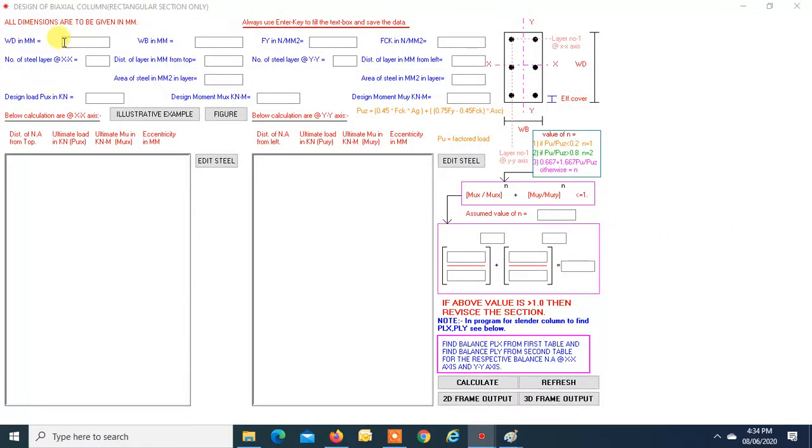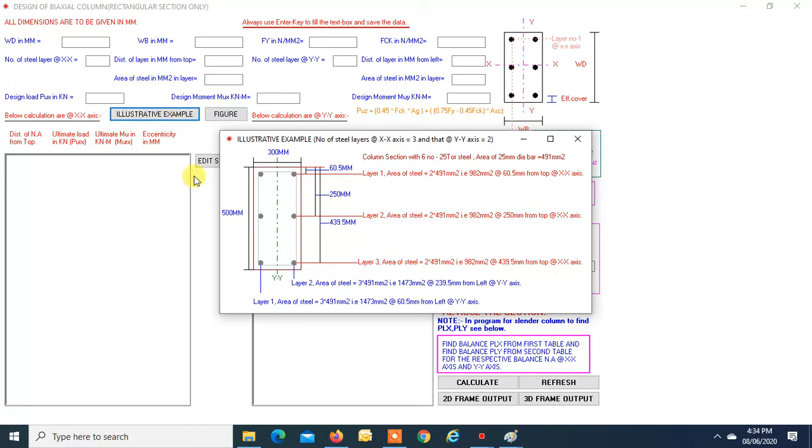So this is the section we are taking. This is the major axis. So about the major axis, there are three layers of steel, 1, 2, and 3. The first layer is at 60.5, area is 982. The second layer is at 250, area of steel is 982. The third layer is at 439.5, and the area of steel in that layer is 982. So first we will give the data for this axis.